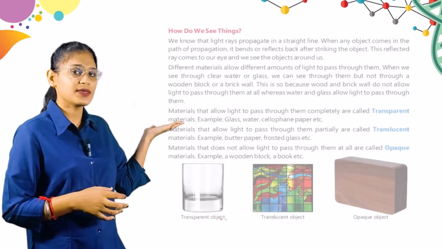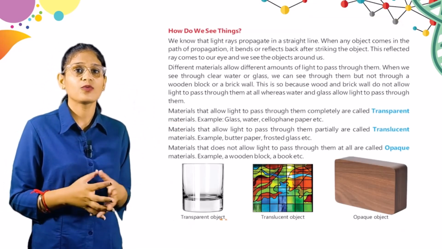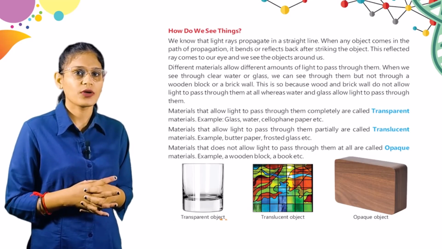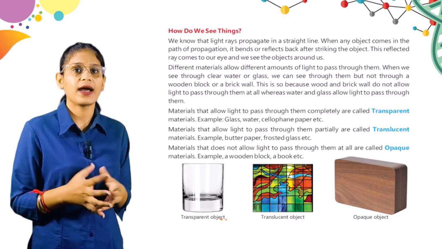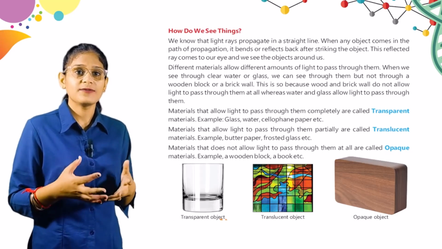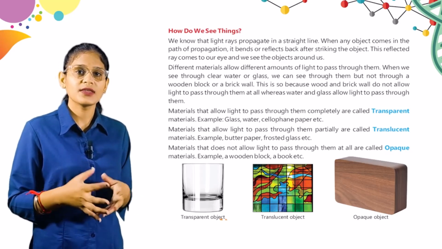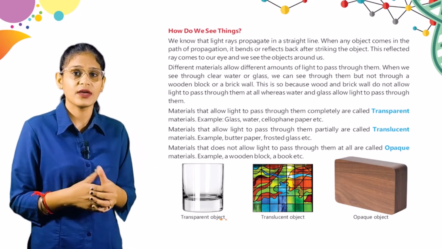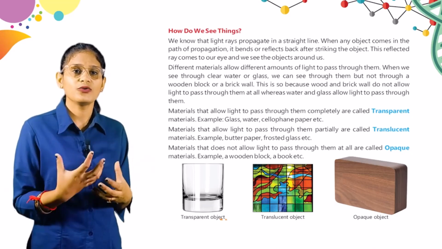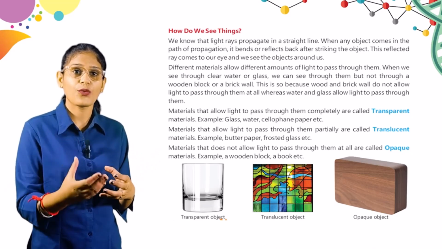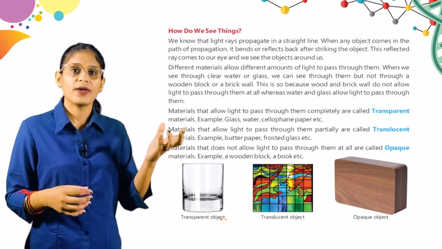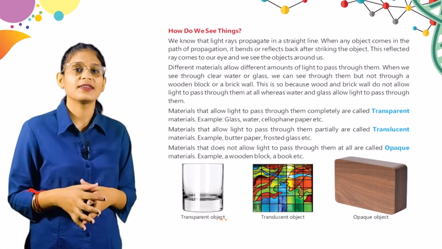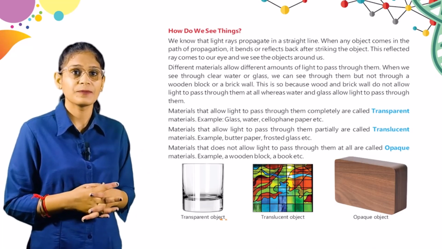Now how do we see things? We know that light rays propagate in a straight line. When any object comes in the path of propagation, it bends or reflects back after striking the object. This reflected ray comes to our eye and we see the objects around us. तो स्टूडेंट, हमारी लाइट जब स्ट्रेट लाइन में ट्रेवल करती है और वो किसी ऑब्जेक्ट पे आकर हिट होती है या उसकी पाथ में कोई ऑब्जेक्ट आती है तो वो उस पर रिफ्लेक्ट बैक होती है, और वो जो रिफ्लेक्ट बैक आपकी रेज होती हैं वो हमारी आईज में आती हैं और इसलिए हम ऑब्जेक्ट्स को देख पाते हैं.